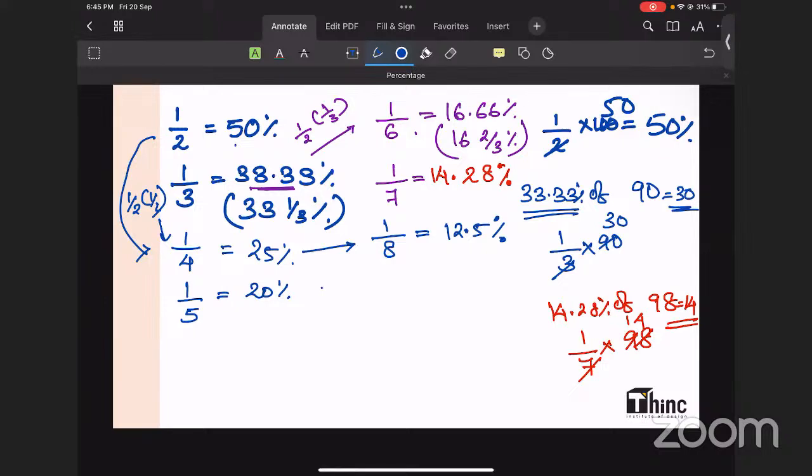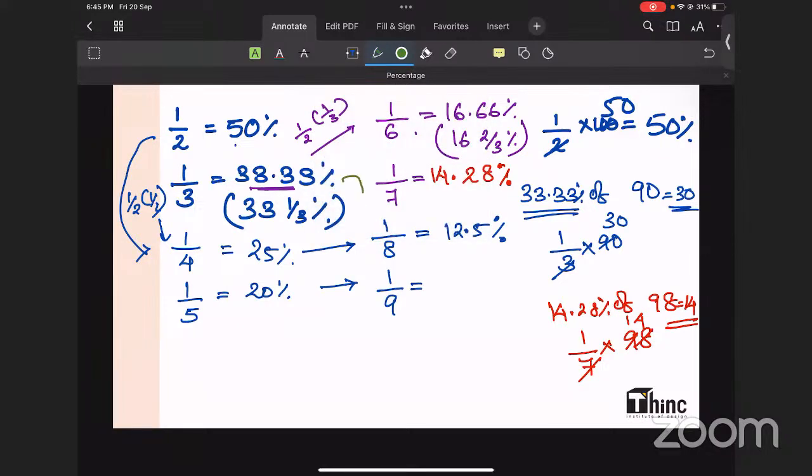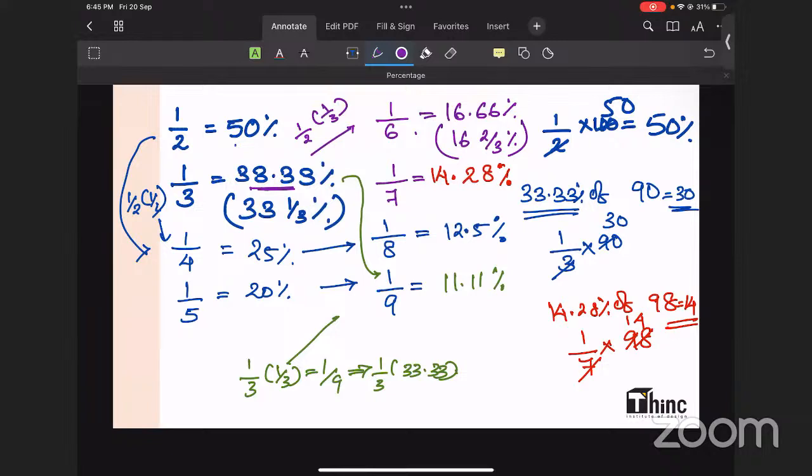12.5%. Then 1 by 9. Who is the immediate relative? 33.33. See, 1/3 of 1 by 3 is 1 by 9. So we only need to look for 1/3 of 33.33. That is equal to 11.11. Nothing difficult to remember. Nothing there to learn by heart. Common sense will give you the numbers.